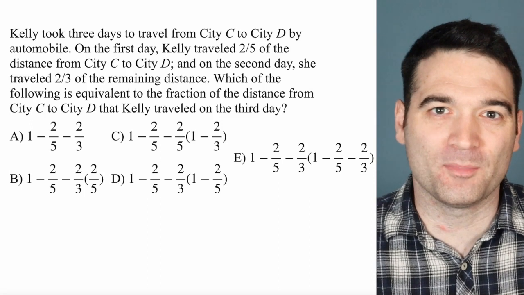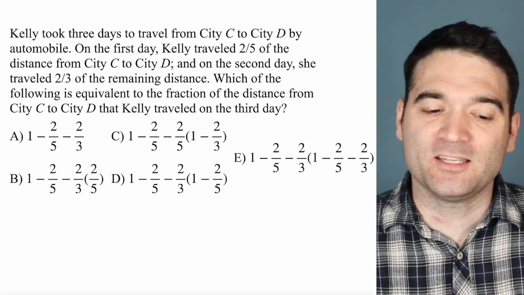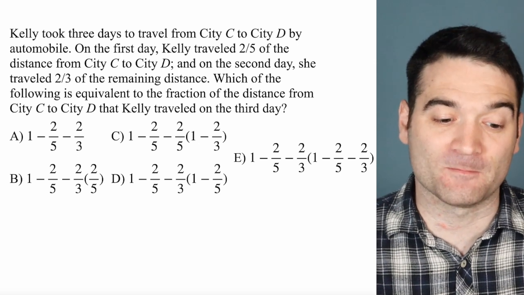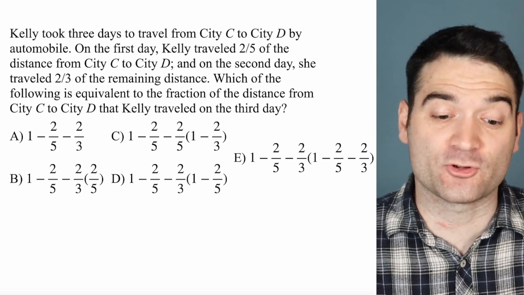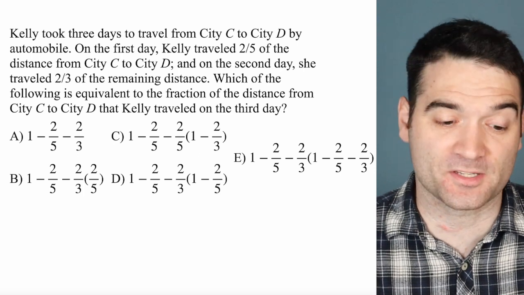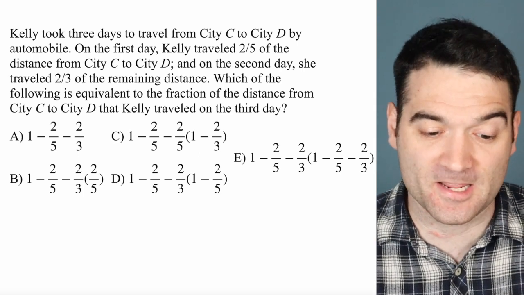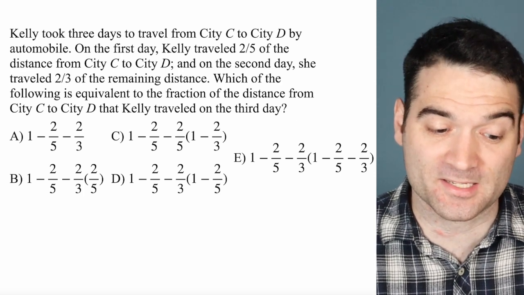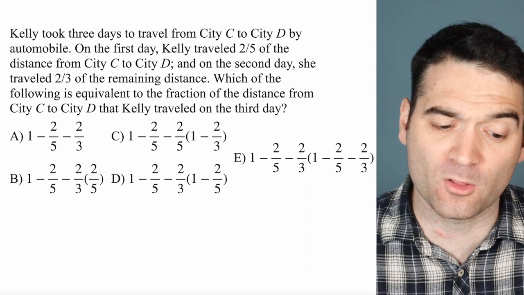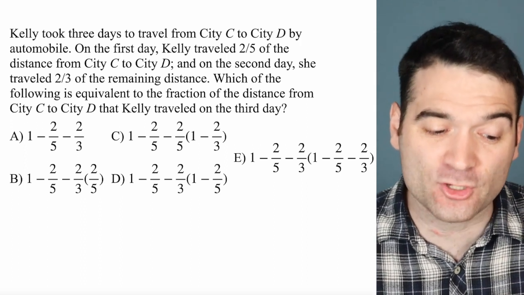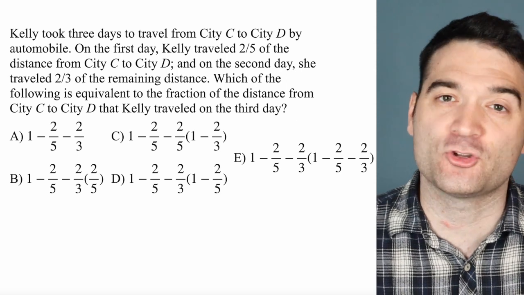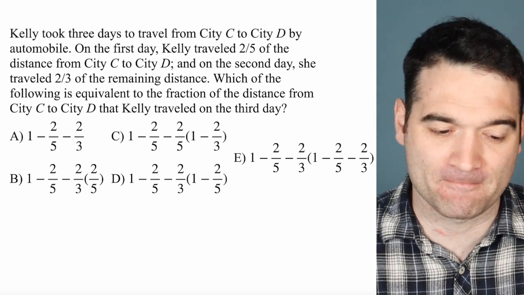Here's a GRE word problem. Let's take a look. Kelly took 3 days to travel from city C to city D by automobile. On the first day, Kelly traveled 2/5 of the distance from city C to city D. On the second day, she traveled 2/3 of the remaining distance. Which of the following is equivalent to the fraction of the distance from city C to city D that Kelly traveled on the third day?